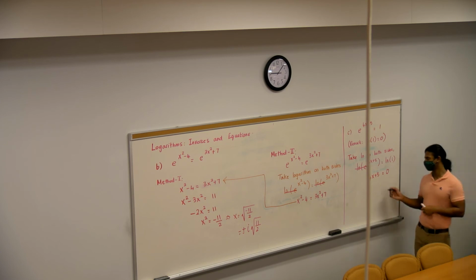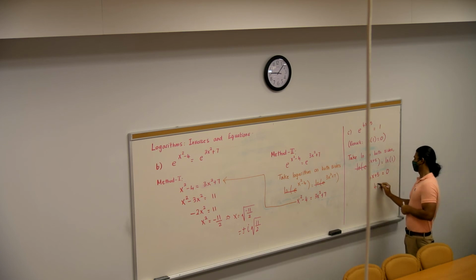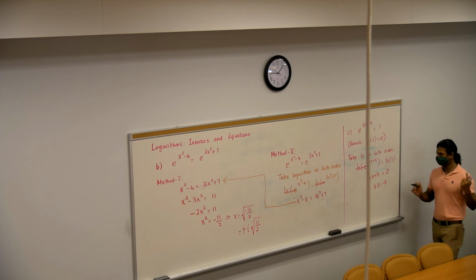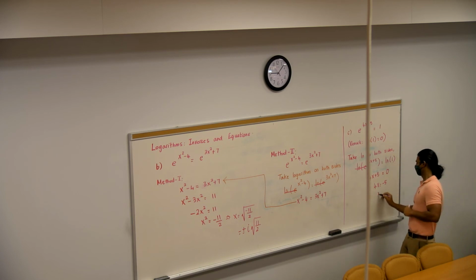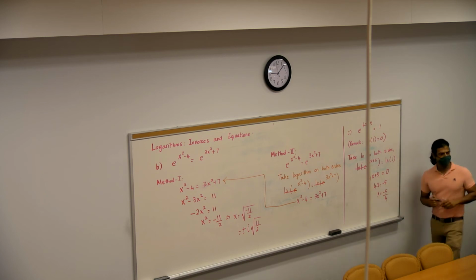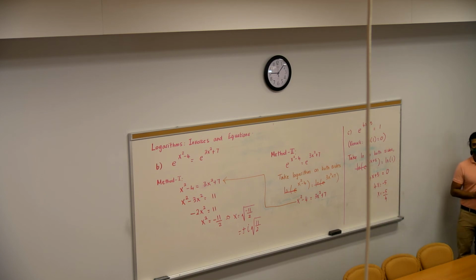That is easy to solve. 4x would equal negative 5. Divide by 4 on both sides. x is negative 5 over 4. Good?